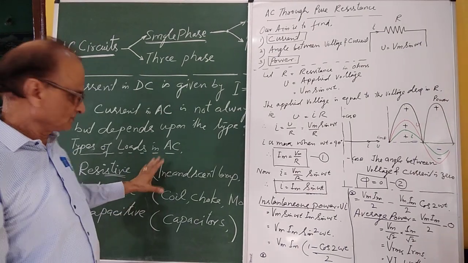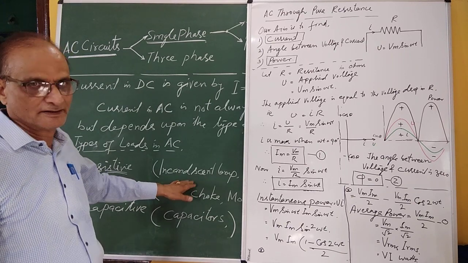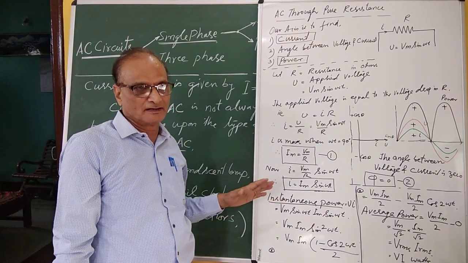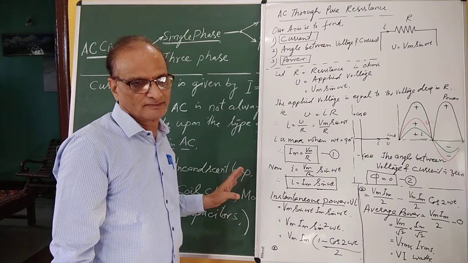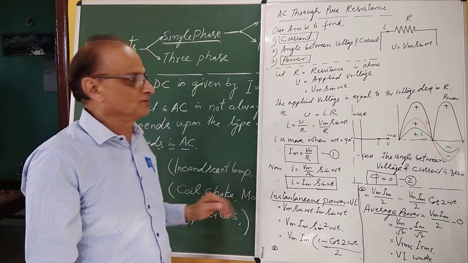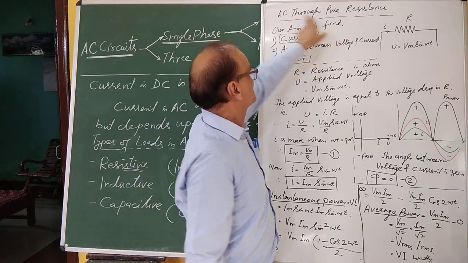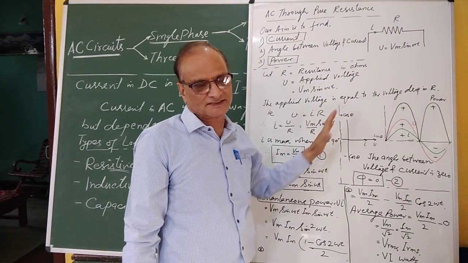Examples of resistive load, I have already told you: incandescent lamp, heater or electric iron. Basically, heating and lighting load is called a resistive load. So first example is AC through pure resistance. We are taking pure resistance.